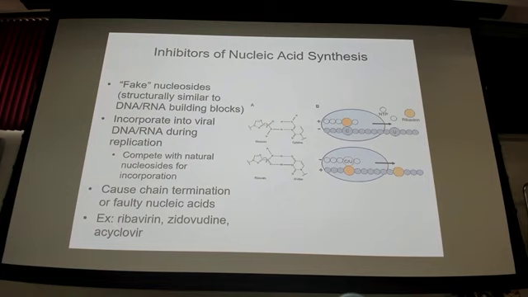Really important examples here: ribavirin, which is used for some hemorrhagic fever viruses. Zidovudine, that is important for HIV. It's part of AZT, that drug. And acyclovir, very famous drug. You guys know what acyclovir is used for? Herpes, predominantly, and varicella zoster virus.